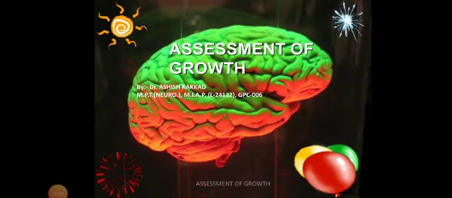Hello students, today we are going to learn about the assessment of growth. We have to understand that there are two different terminologies, growth and development. Growth means development of your body, or an increase in size of your body. As your height is increasing, weight is increasing, you have BMI, arm circumference, head circumference.